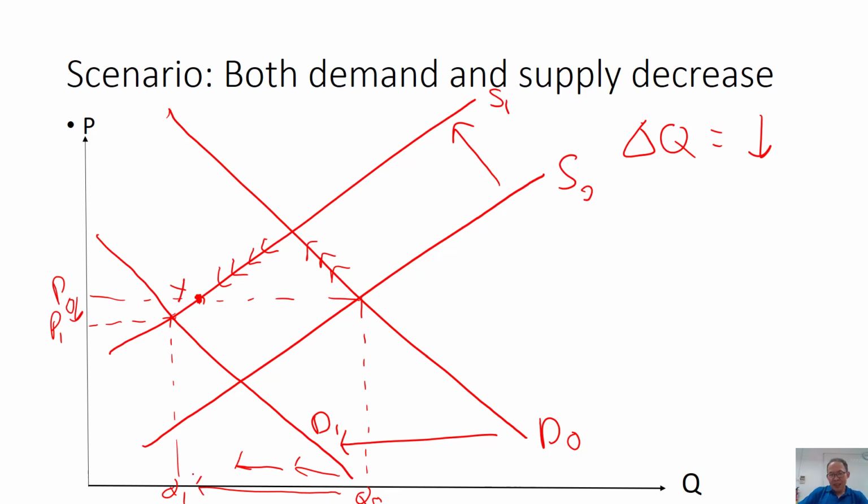So again, from the last video, you can tell that if I want the final price to be higher, then make sure you shift the demand curve to the left in such a way that it doesn't go past point X. Then you can guarantee the final price is higher.